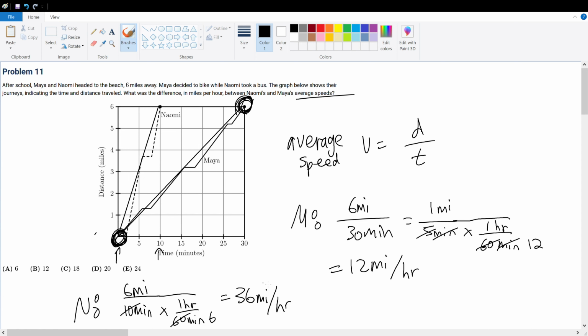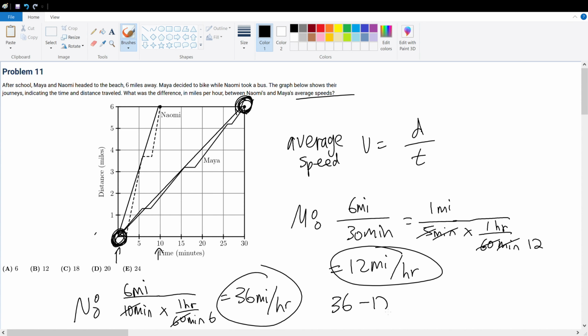Now, what is the difference between Naomi's average speed and Maya's average speed? Well, that's just the difference of 36 and 12, which is equal to 24, bringing you to answer choice E.